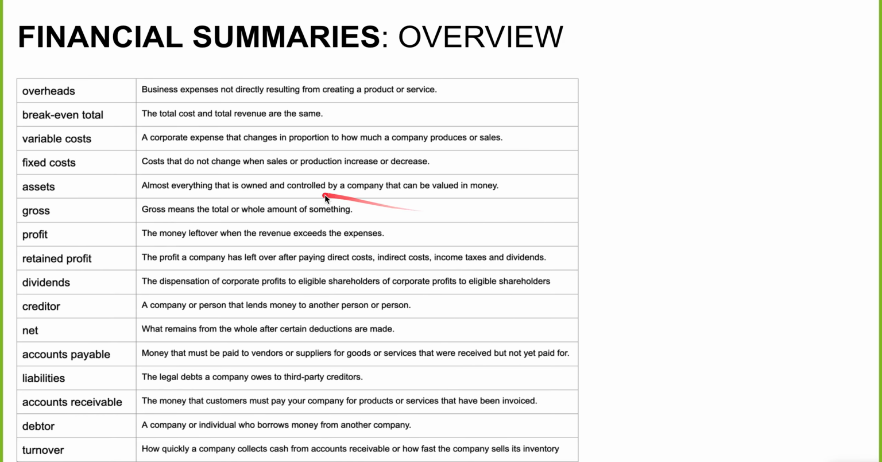Hello, today I'll be looking at financial summaries. We're going to be looking at the vocabulary terms used to describe financial summaries. A quick overview of the terms.